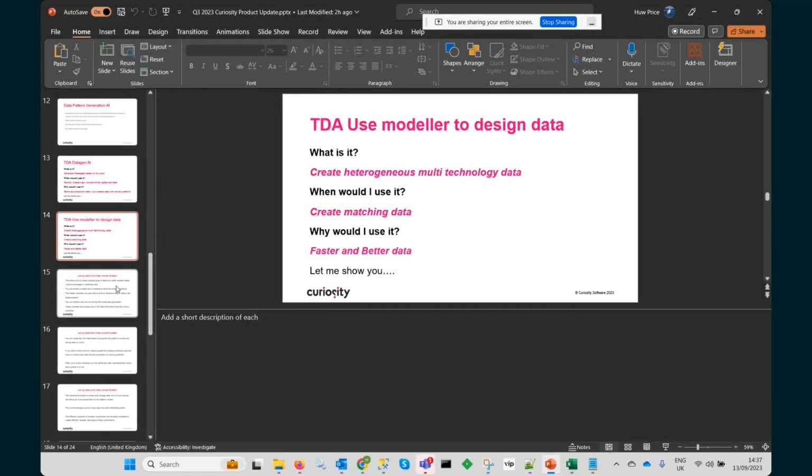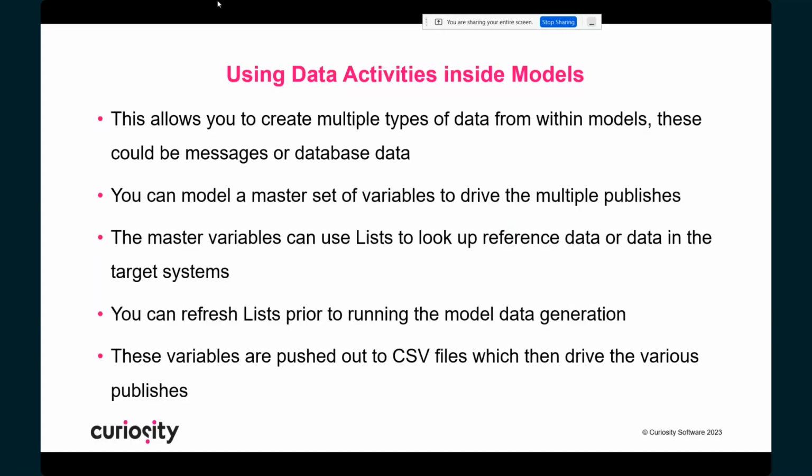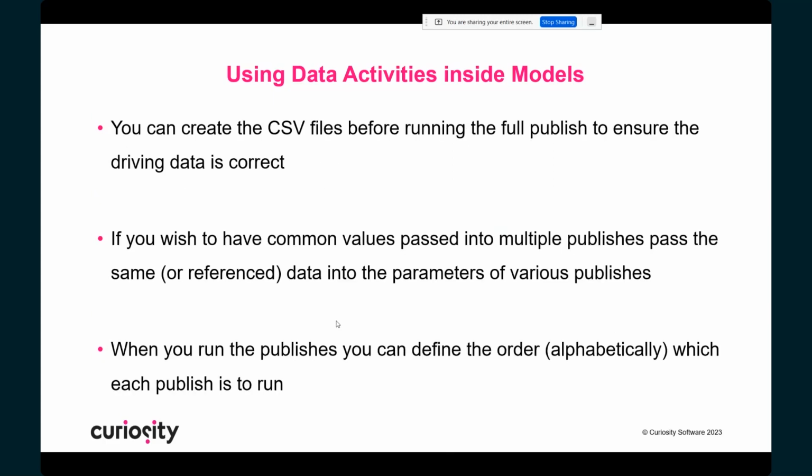So let me just quickly summarize that up a little bit. It allows you to create multiple types of data from within models. These could be messages or database data. We're looking to expand that to virtually all of the activities. So you should be able to do subsetting and masking, as well as any of the other activities we come up with. The master variables can use lists to look up reference data. You can refresh the list, and so forth.